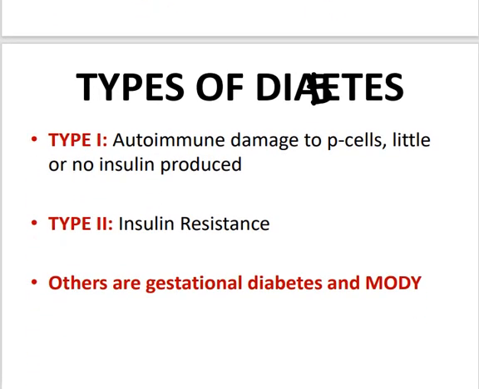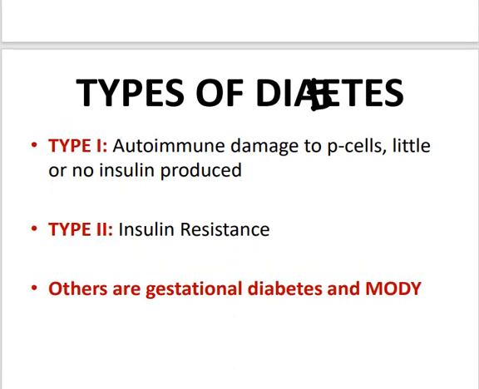Now let's see the types of diabetes that we have. So we have two main types of diabetes, but some other diabetes are also recognized. The main types of diabetes are what we call type 1 and type 2. These types all revolve around insulin. So type 1 diabetes is an autoimmune disease, whereas type 2 diabetes occurs when there is an insulin resistance. So let's focus on type 1 diabetes.